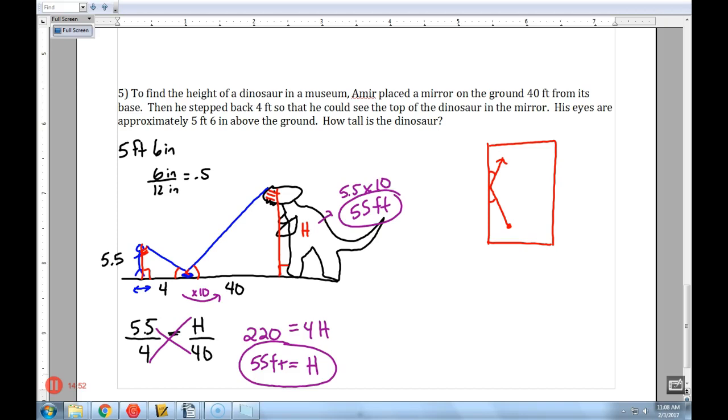All right, so I try to give you a decent little sample of problems where you can measure the length or distance of things by using shadows or by using reflections in mirrors. So this lesson is about indirect measurement.